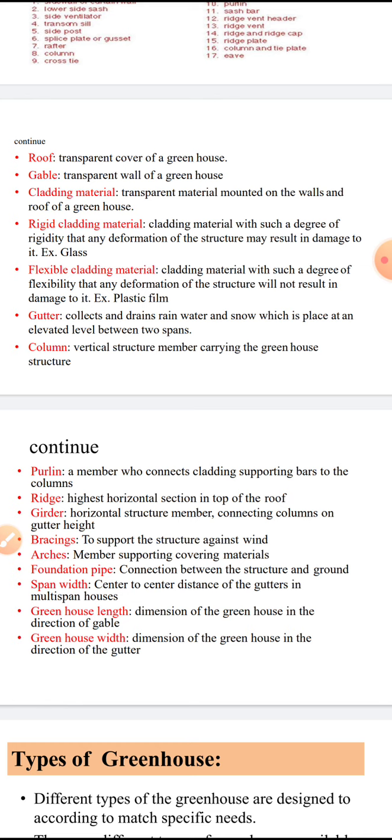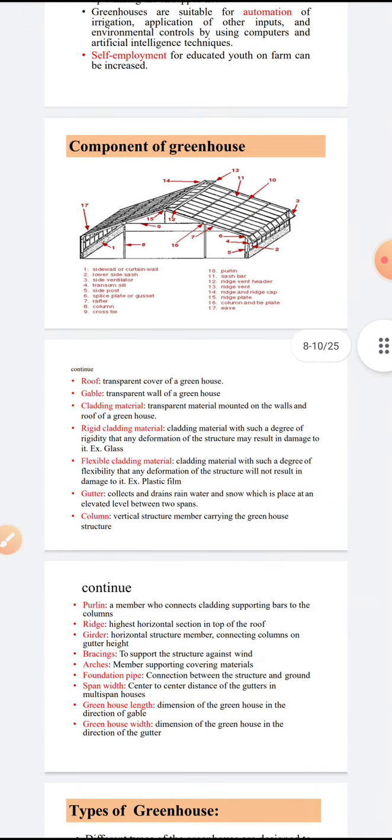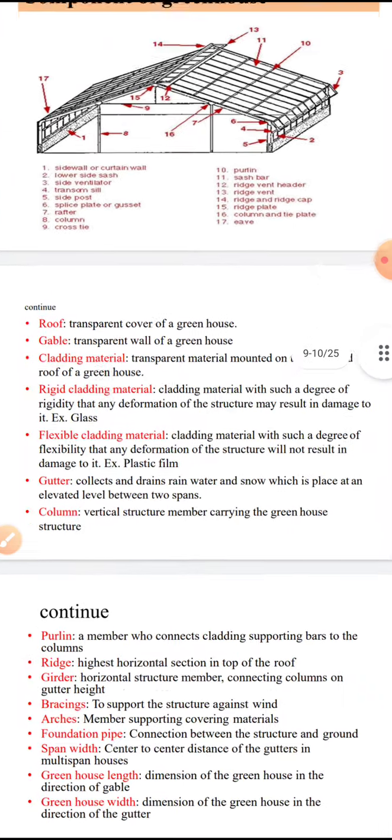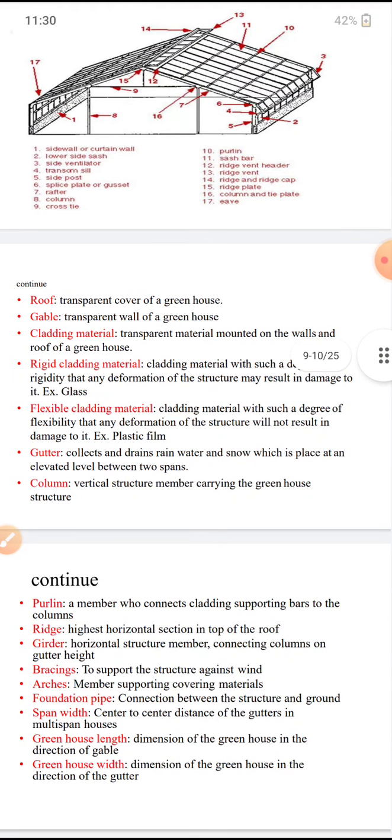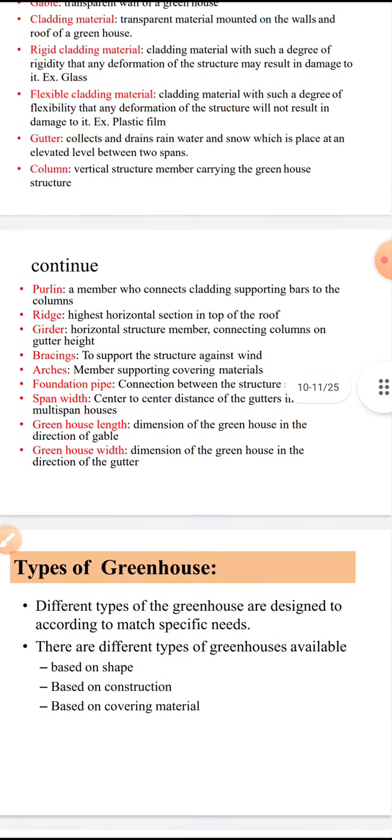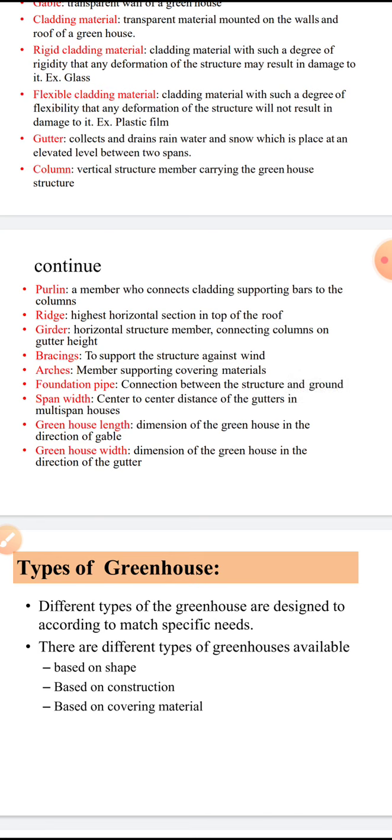Then gutter, it collects and drains rainwater which comes from the upper side of the greenhouses, and is placed at an elevated level between two spans. Then column, a vertical structure member carrying the greenhouse structure.